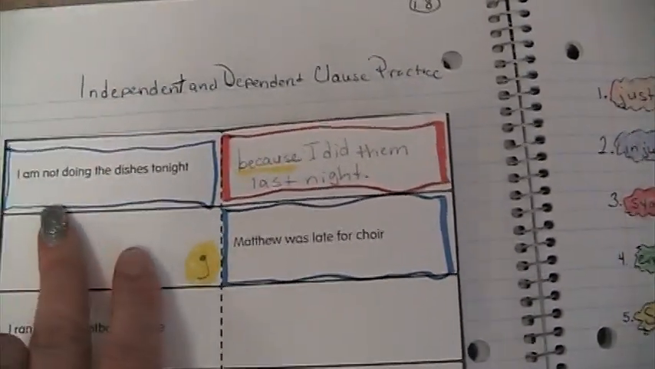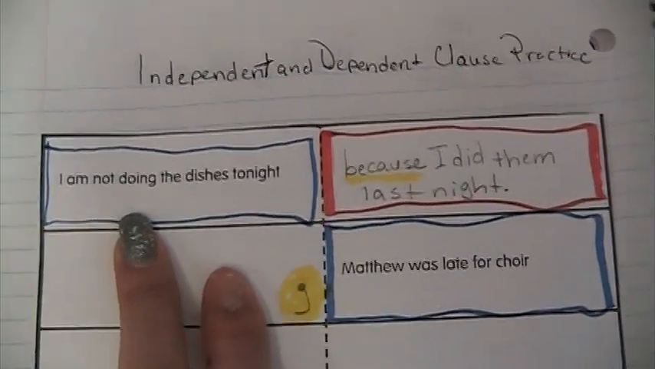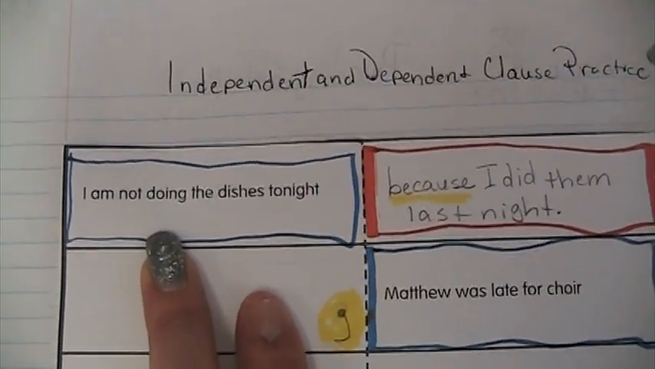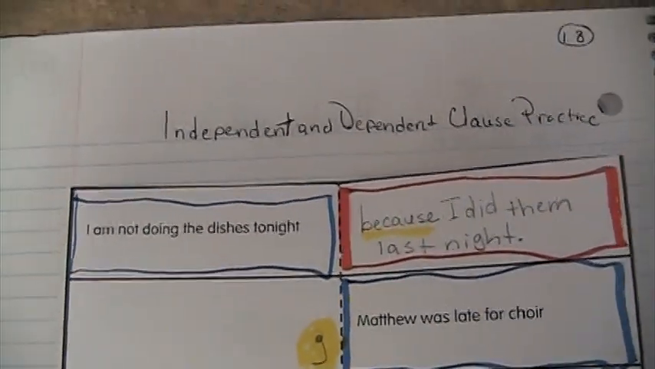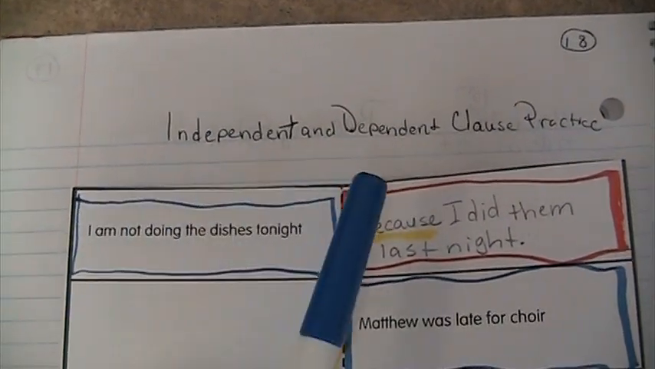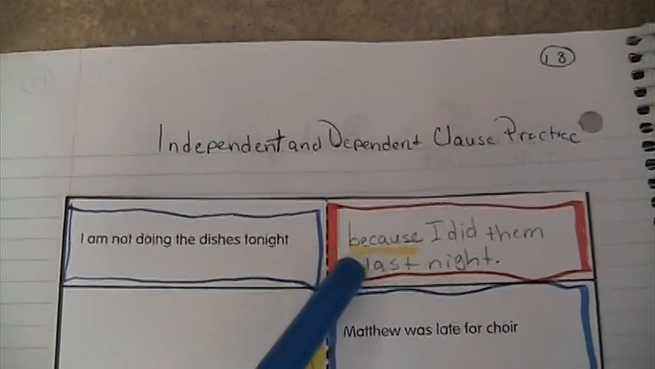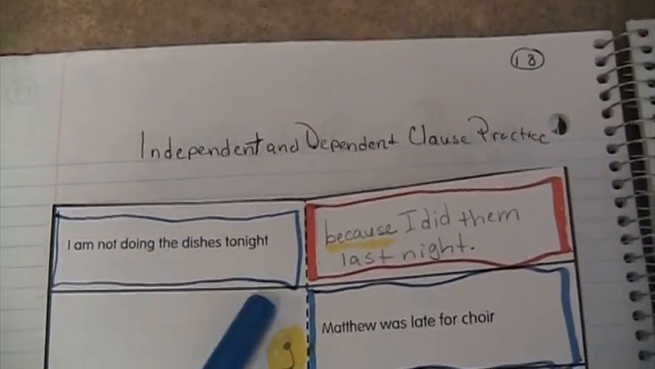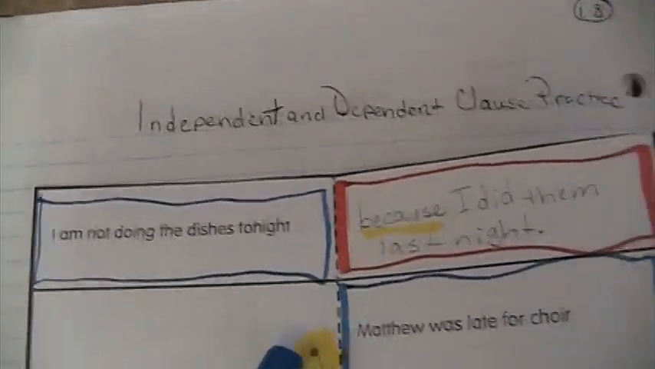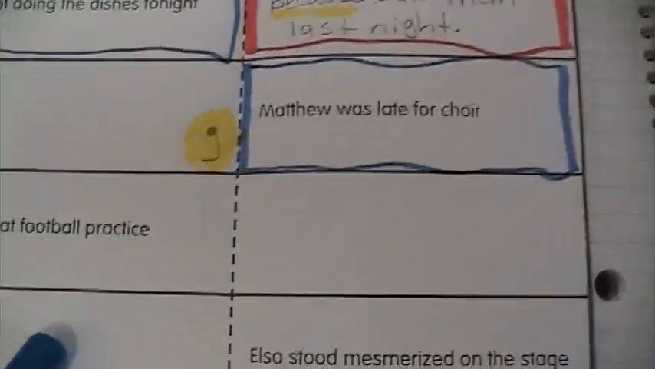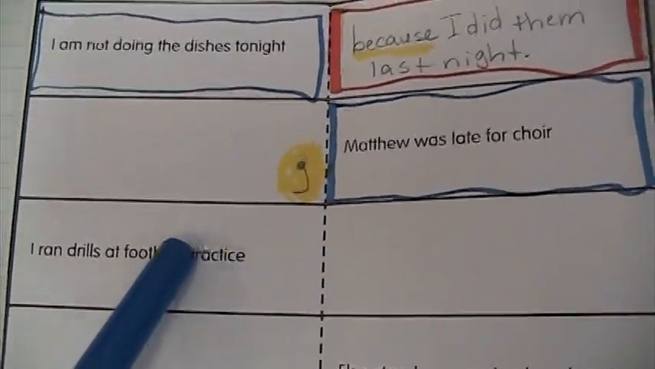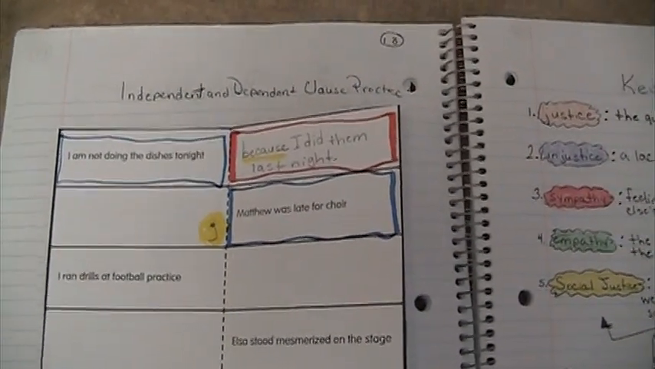So here, the independent clauses that the authors have given you, we're going to highlight or outline in blue. So take a blue marker from your basket and you're going to put a blue outline around each of the independent clauses that the authors have given to you. This one here. Okay? Your dependent clauses are what you have to add.